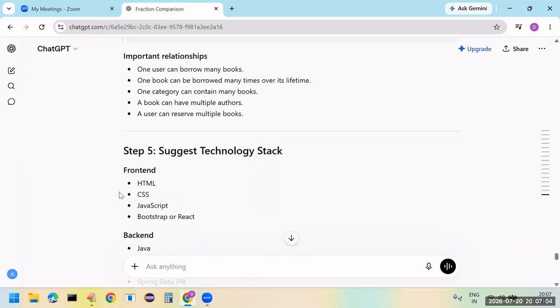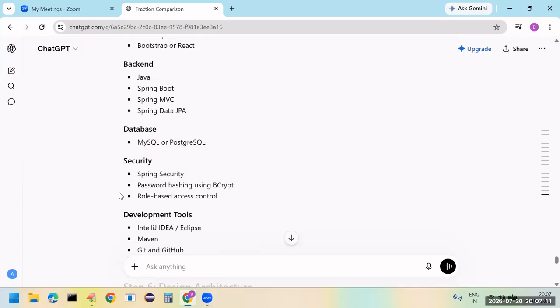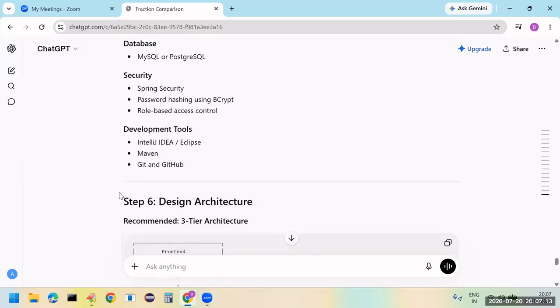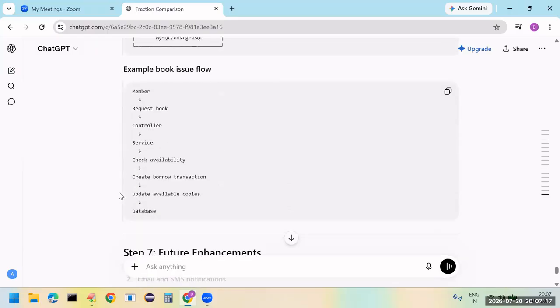Important relationships. Suggest a technology stack. Front end, which tools you have to use. Back end, which tools you have to use. Which database you can use. Security, development tools, design architecture, n number of things you can.